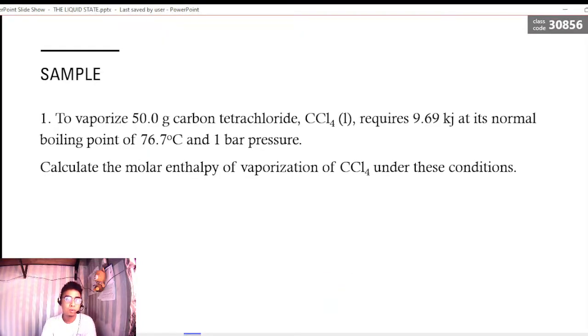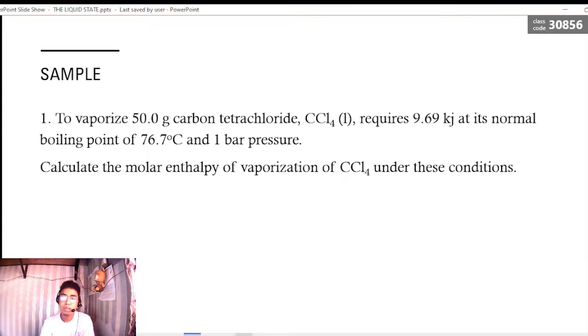Okay, let's solve the number 1 problem: to vaporize 50 grams of carbon tetrachloride, or CCl4, liquid requires 9.69 kilojoule at its normal boiling point of 76.7 degrees Celsius and 1 bar pressure. Calculate the molar enthalpy of vaporization of carbon tetrachloride under this condition.